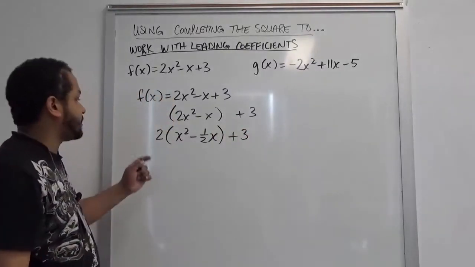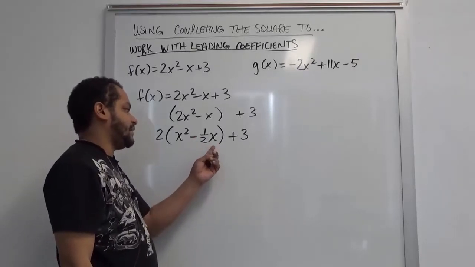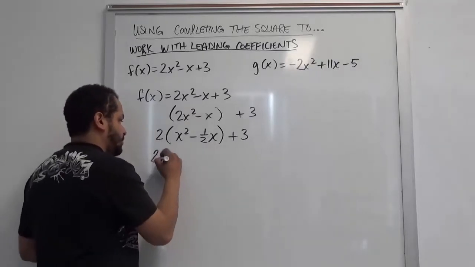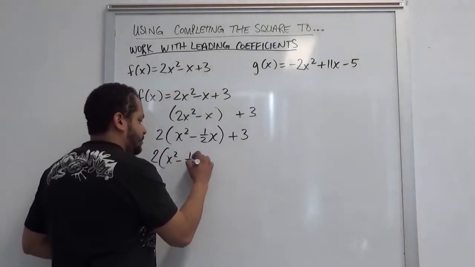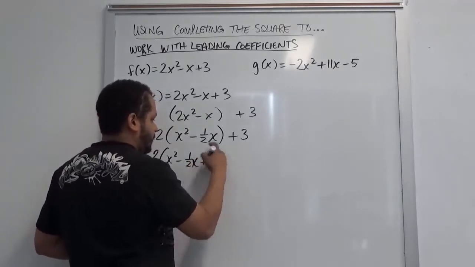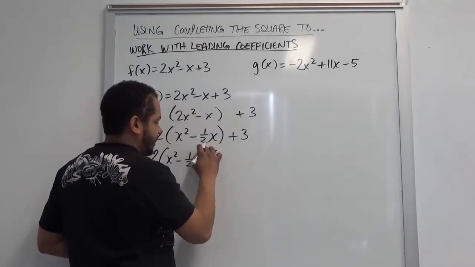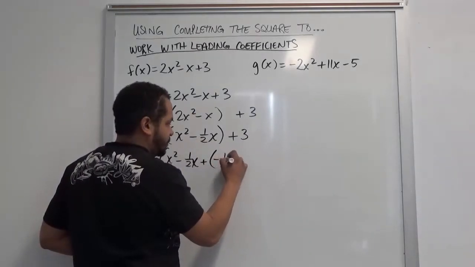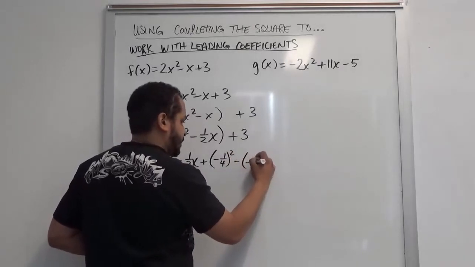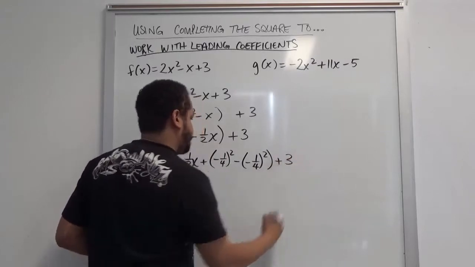And the next step is we're going to take half the middle term and add it and subtract it to the inside of the parentheses. Okay, so here we're going to have 2x squared minus 1/2 x plus 1/2 divided by 2 would be 1/4, and this is also a negative 1/2. So we're going to have negative 1/4 squared minus negative 1/4 squared plus 3.